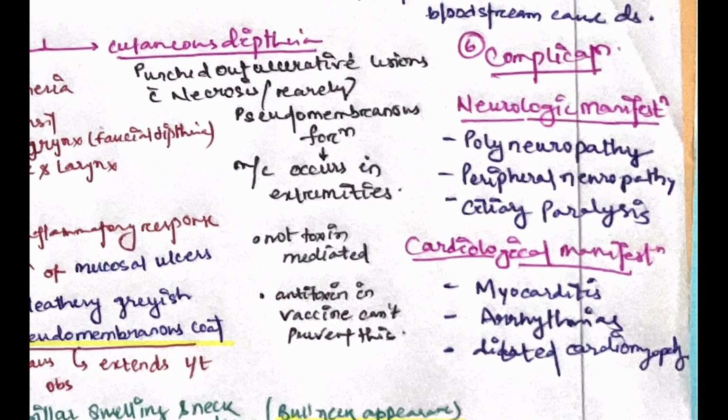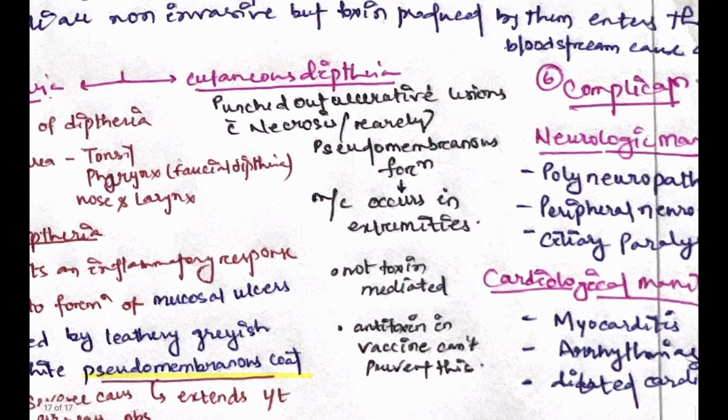Next is complications. So what are the complications? We have some neurological manifestations and some cardiological manifestations. Neurological manifestations are cranial nerve involvement, polyneuropathy, peripheral neuropathy, ciliary paralysis. Next, cardiological manifestations are myocarditis, arrhythmia and dilated cardiomyopathy. So these are the complications of Corynebacterium diphtheriae.